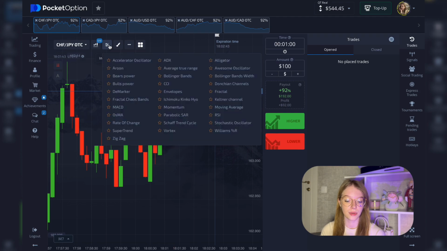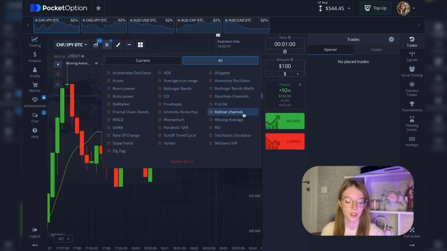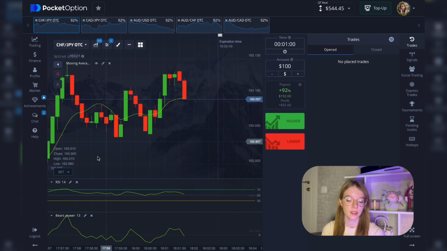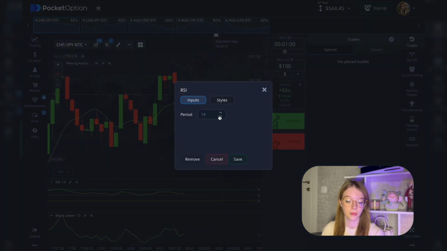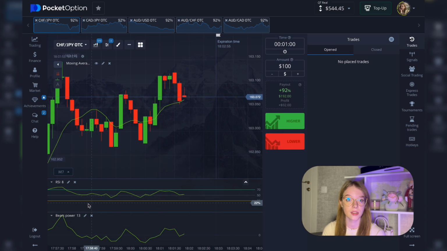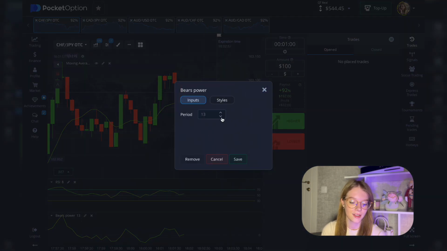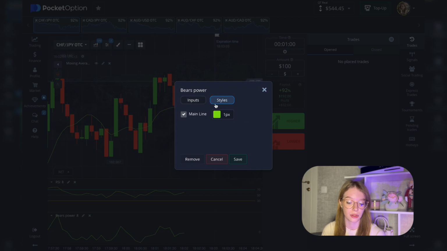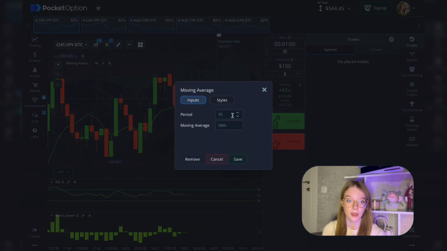Today I will use three indicators: moving average, RSI and best power. I choose them in our list and start customizing them. For best power I will use period 8 and change its view to a histogram. In RSI I will also set the period of 8. In moving average I will also change the period to 8 and change the SMA to EMA.